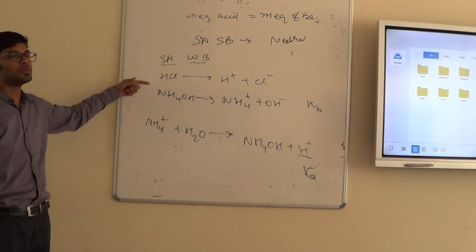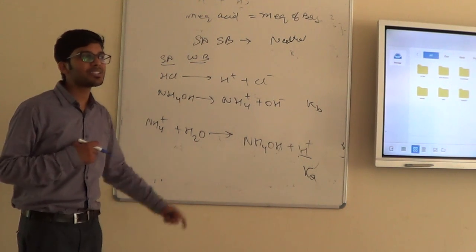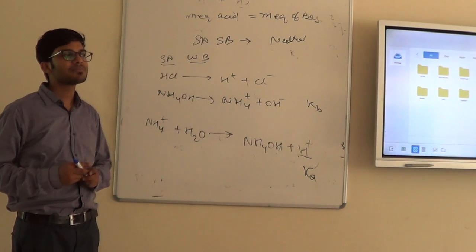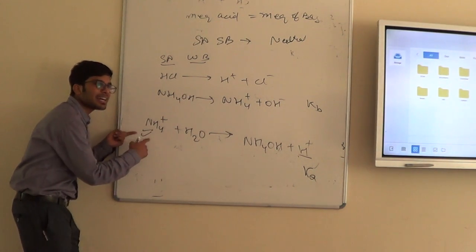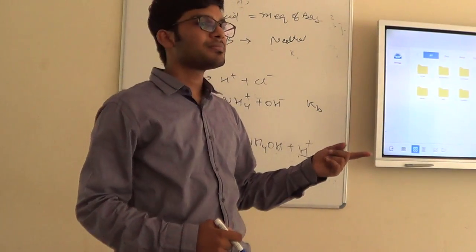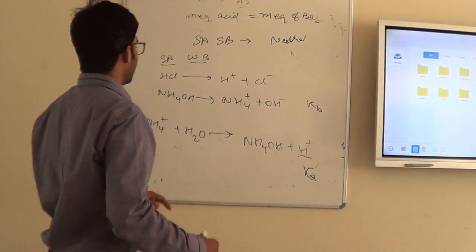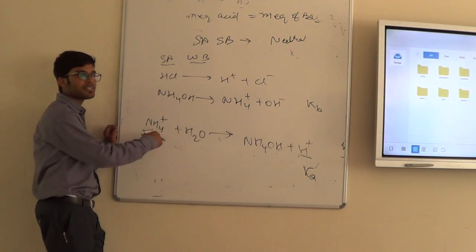Because of hydrolysis, is it a weak acidic or weak basic solution now? Weak acidic solution, because this is acting like an acid. So it acts like a weak acid. Is it clear? Can you tell me what is the Ka of this reaction?